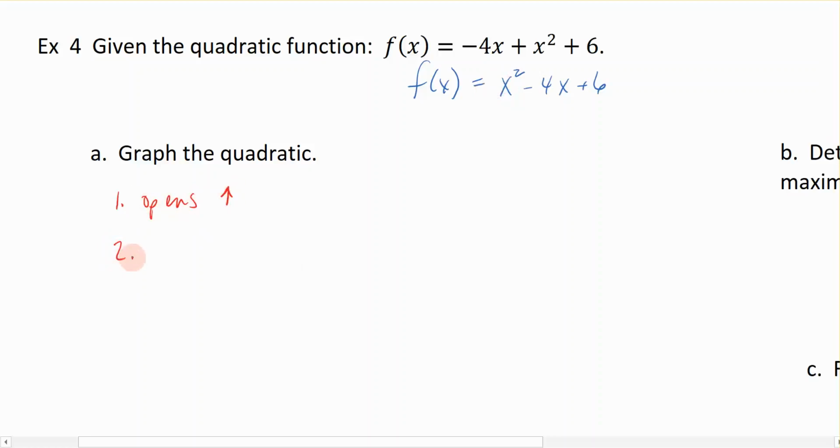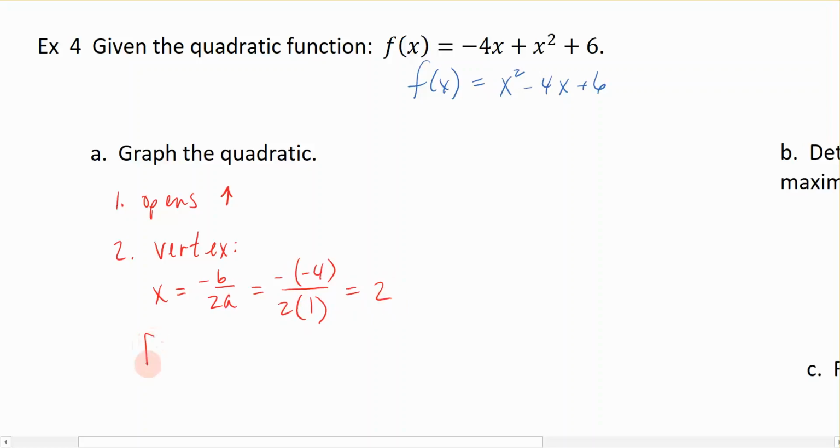The second thing we want to do is determine what the vertex is. The vertex came from the vertex formula where we take x is equal to negative b over 2a. We see that b is a negative 4, so this is a negative of negative 4 divided by 2 times a, which is a 1. So this is positive 4 divided by 2, or just 2.